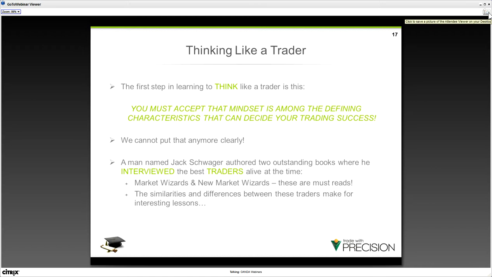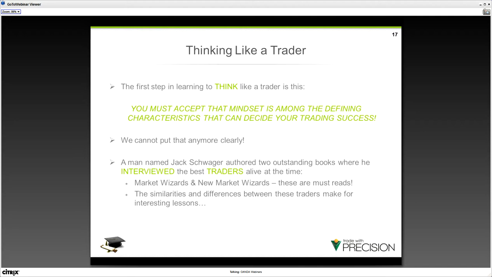All right, so the first step in learning to think like a trader, you really need to get your head around this idea of accepting that your mindset is among the defining characteristics that will determine your trading success. I really can't put it more simply than that. Some folks are so afraid to lose money in the market that they actually prevent their own success. Others are focused on the outcome of each individual trade, and they really can't see the bigger picture of what they're trying to accomplish over a longer time horizon or a larger sample set of trades.